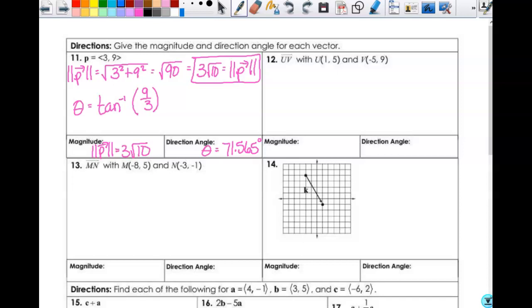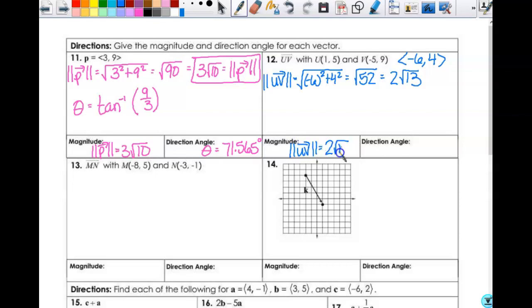Alrighty, here's part 2. So vector UV as a component vector would be -5 minus 1, which is -6, and 9 minus 5, which is 4. Okay, so now that I have that, the magnitude of UV is the square root of -6 squared plus 4 squared, which is the square root of 52, which gives me 2 square roots of 13. So my magnitude of vector UV is 2 square root of 13.